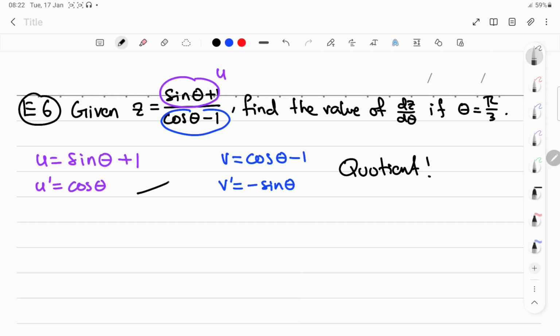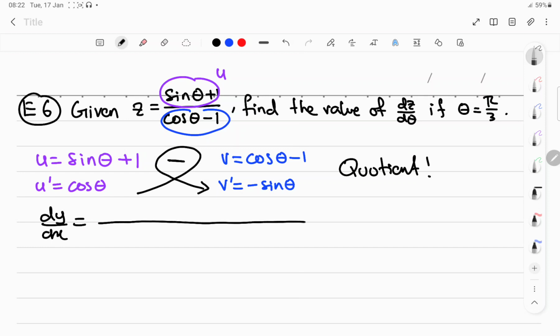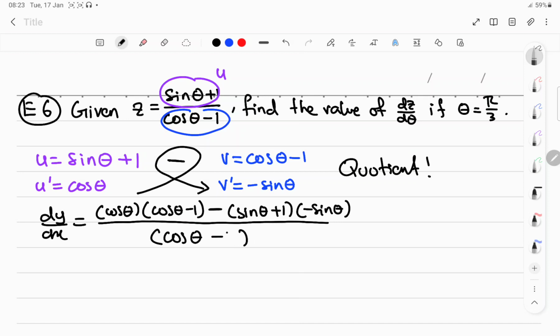Quotient rule. So what we can do, we have to cross them like this and then we minus. Okay, so let's write the differentiation properly. dy/dx equals a long line with a minus in the middle and a squared empty bracket down. So we start with u prime, and then we cross them like this. That's why I make the shape over here like this. So u prime is cosine theta multiplied by v, cosine theta minus 1, and then minus sine theta plus 1 multiplied by minus sine theta. Down here is cosine theta minus 1 squared.